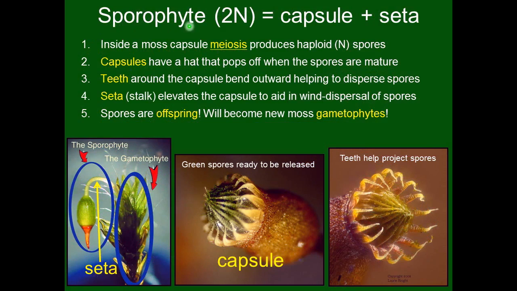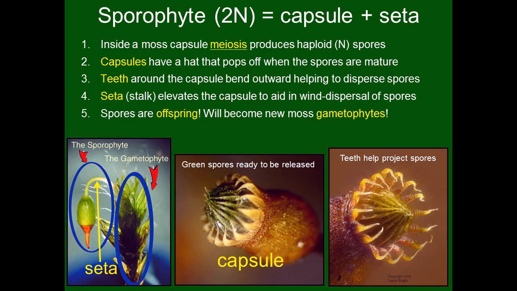Looking further at the sporophyte, capsule, and seta, number one, inside a moss capsule, meiosis produces haploid spores. Two, the capsules have a hat that pops off when the spores are mature. The teeth around the capsule bend outward, helping to disperse spores. The seta, or stalk, elevates the capsule to aid in wind dispersal of the spores. And the spores are offspring, and they will become new moss, the gametophyte generation.